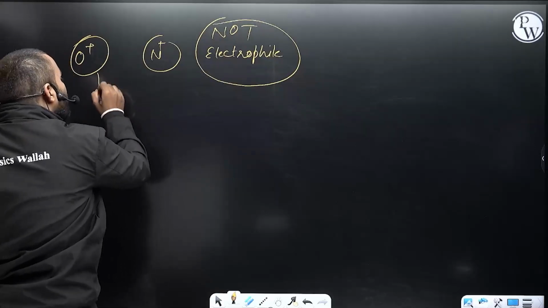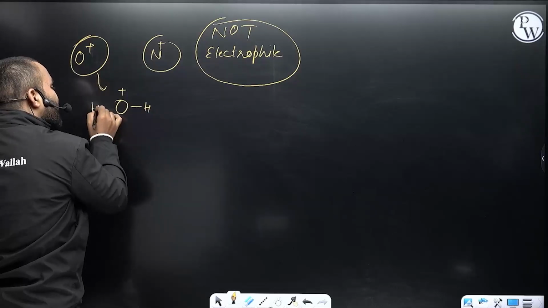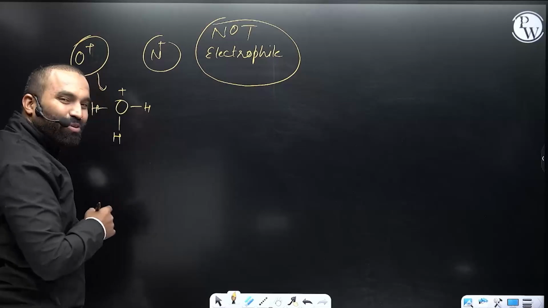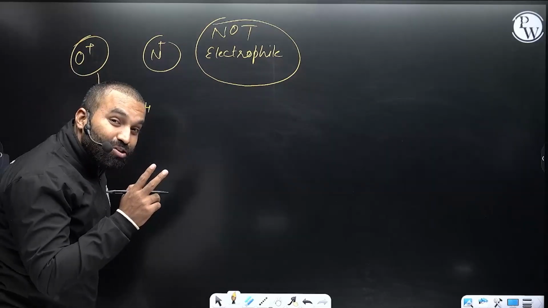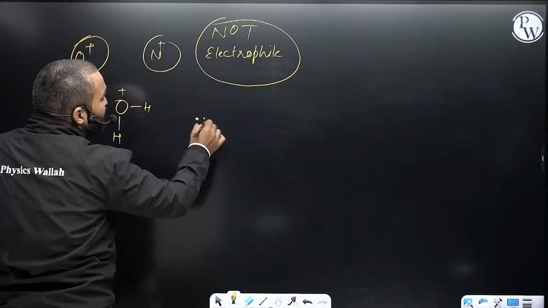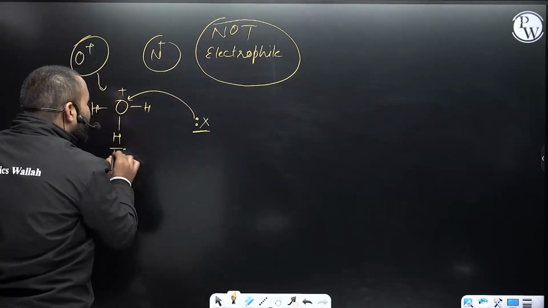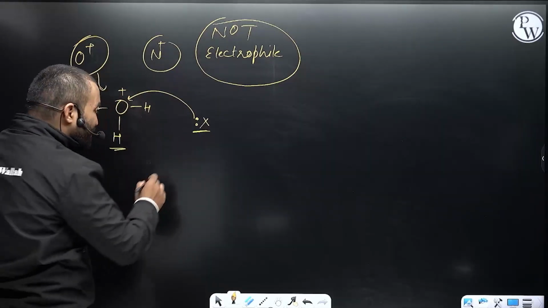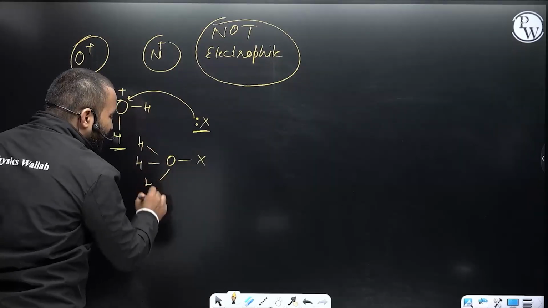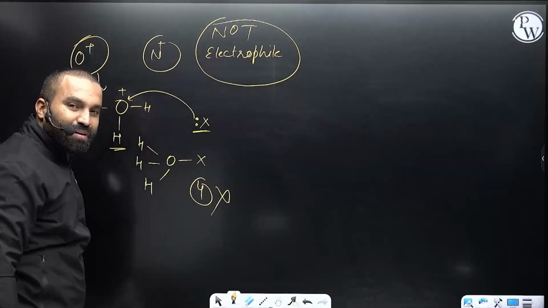How will you obtain positive charge on oxygen if it has already formed 3 bonds? If it is an electrophile, it should look for 2 more electrons. Let me bring in a pair of electrons from, let's say, X. As I said, nucleophile and electrophile should eventually form a bond. So oxygen with X, and there are 3 hydrogens present. Tell me, is it possible for oxygen to form 4 bonds? Never, ever. It is not possible.